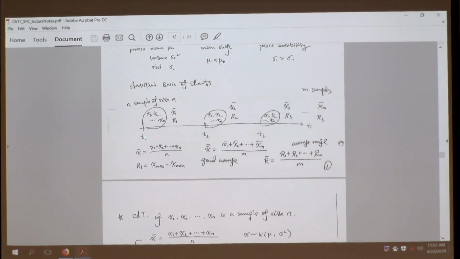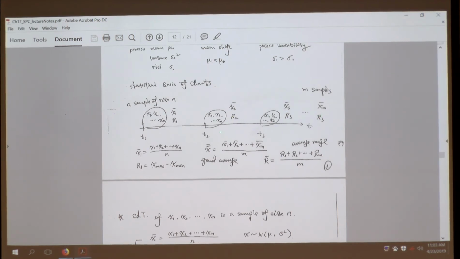So, the statistical basis of control charts. At each time point, for example T1, we collect a sample of size n. Within this sample I have multiple observations, like a batch, x1 to xn. Then I have x1 bar and R1. What is R1? Anybody? What does R stand for? The range. R1 stands for the range of this first sample. And then I have R2, R3, up to Rm.